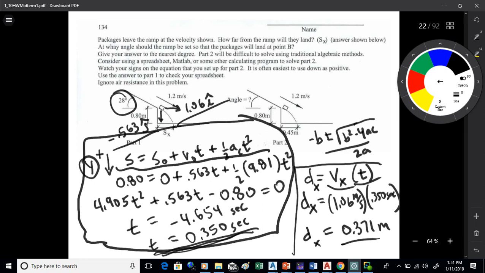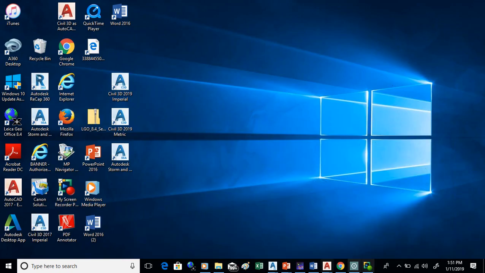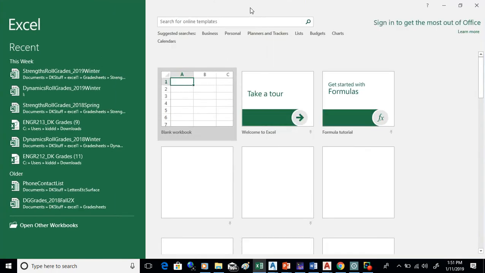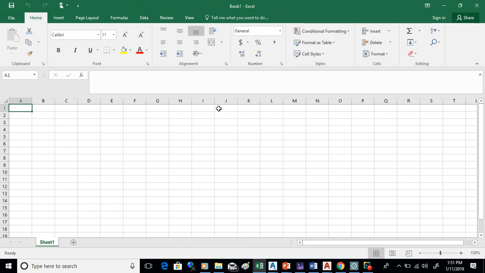Then I would go ahead and take that time and plug it into this relationship. Okay, so what I would tend to do on this thing is create a spreadsheet. So I'm not going to try and solve this thing exactly. What I'm going to try and do here is create a process to solve it, and then I'm just going to plug numbers into it until I hit what I want to hit as far as my answer.